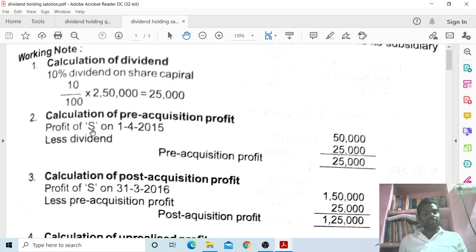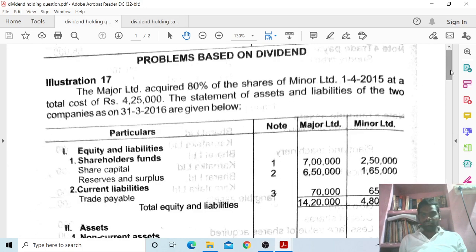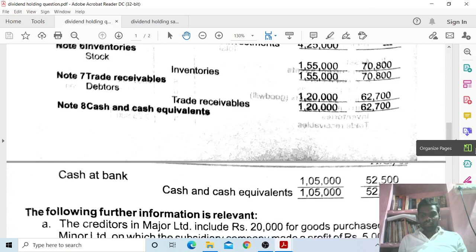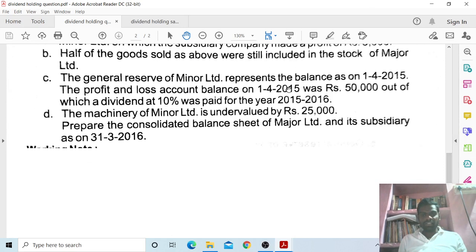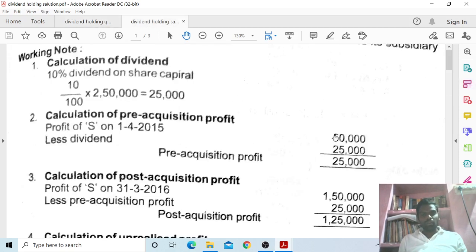Next, calculation of pre-acquisition profit. Profit of the subsidiary company on 1/4/2015: the balance is 50,000. You have to take 50,000 here. Pre-acquisition profit, less dividend 25,000, because there is already a 10% dividend. So less dividend, you have to take 25,000 as pre-acquisition profit.